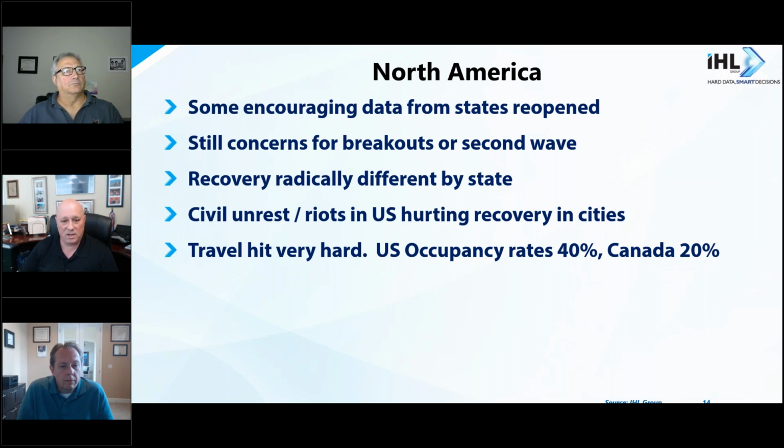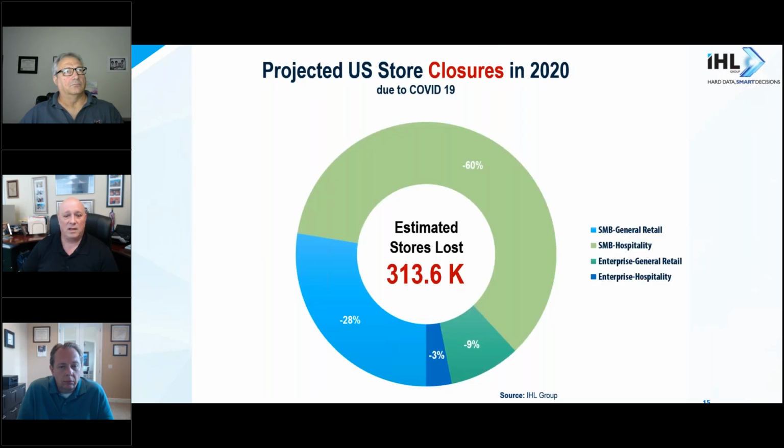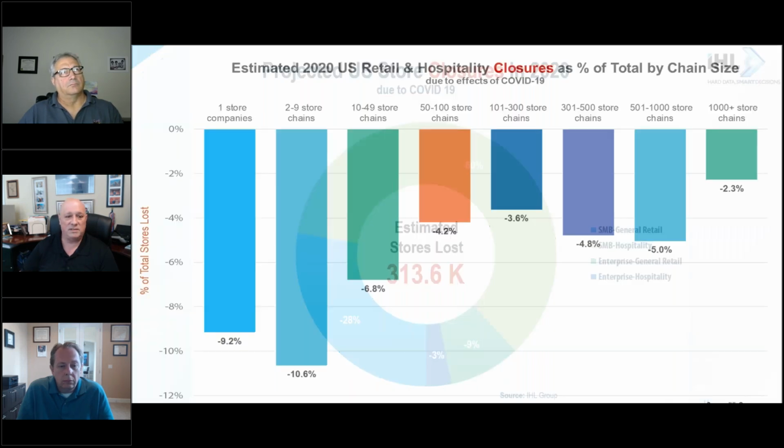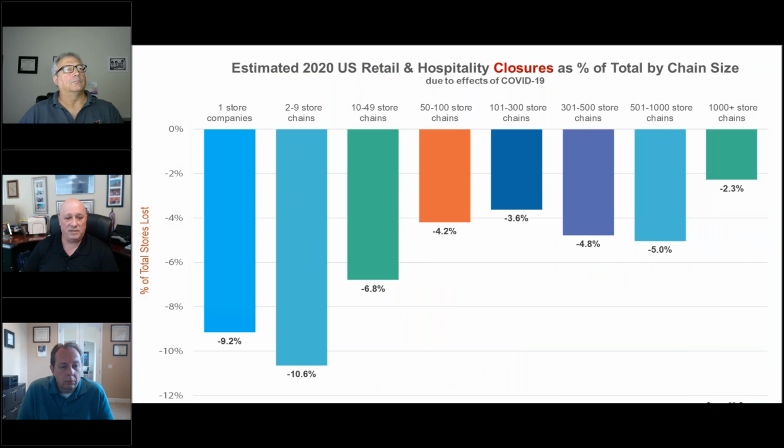The U.S. hotel occupancy rates are at 40%. They've raised to 40% here in the U.S., but they're still only 20% in Canada. As we've mentioned before, the small businesses are getting hit the hardest. We are projecting 313,000 store closures as a result of COVID and lockdown behaviors by the states, proportionally hitting the small businesses. So we're expecting 9 to 10% of total small businesses are going to close in retail as a result of the pandemic here.